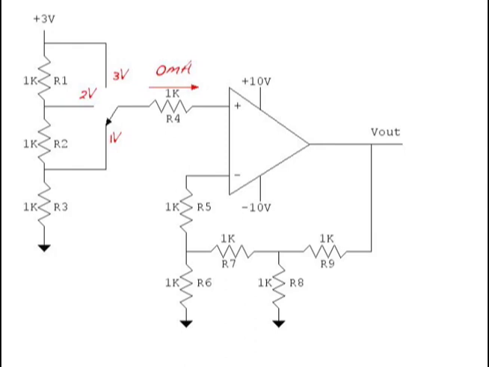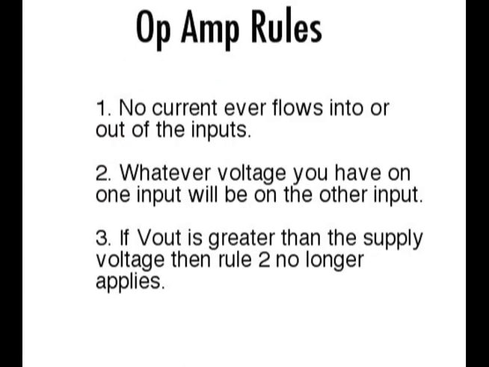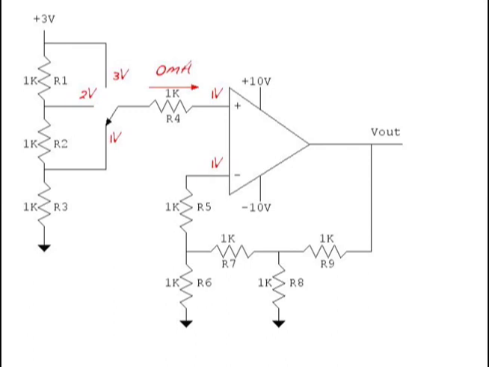So now that we know we have no current flowing through R4, that means no voltage drop, and therefore the voltage off of the voltage divider network coming through the switch, 1 volt, will now appear on the positive input of the op amp. Now remember that op amp rule number 2 said whatever voltage you have on one input will be on the other input. So the negative input of the op amp will now be at 1 volt. And because op amp rule number 1 says no current flows into or out of the inputs, that means there's no current flowing through R5, which means we now know what the voltage is on top of R6. It's 1 volt.